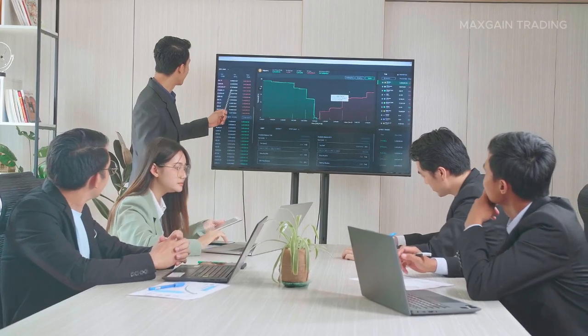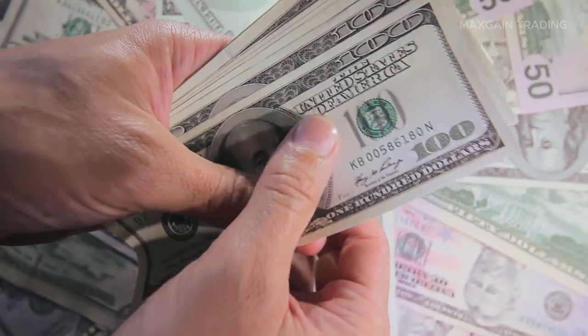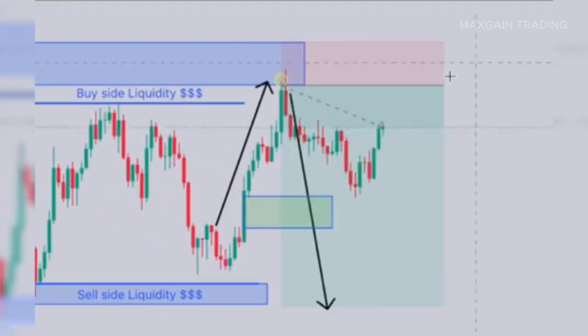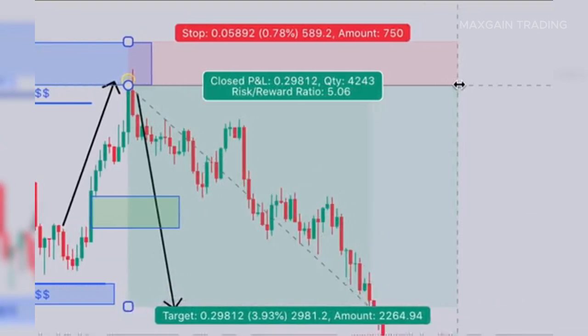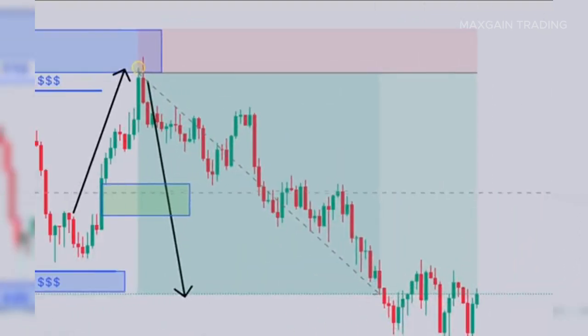Do you want to know how the pros trade and consistently rake in high profits? Then stay tuned. In this video, we're breaking down 5 powerful trading setups, step by step, to help you catch the perfect entry and get the most out of every trade.